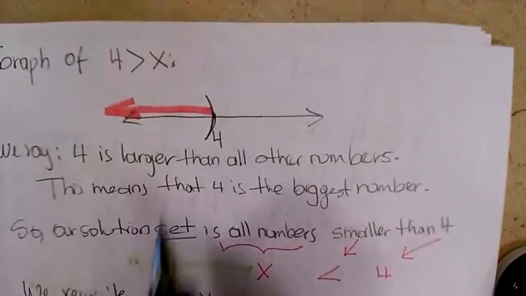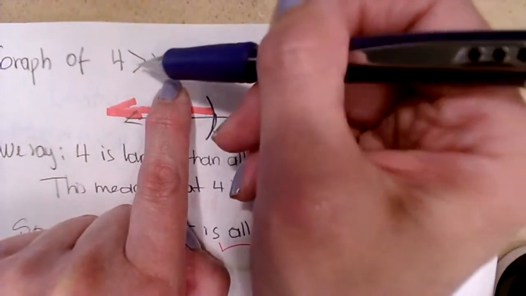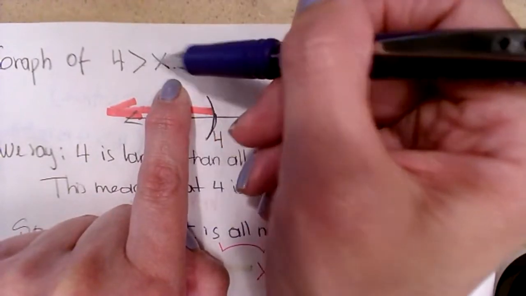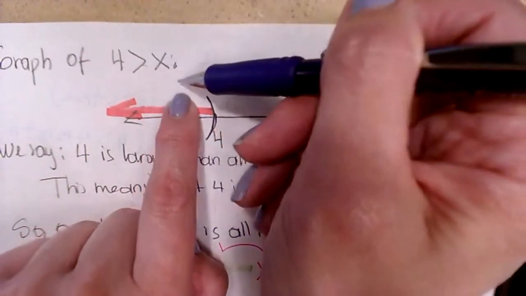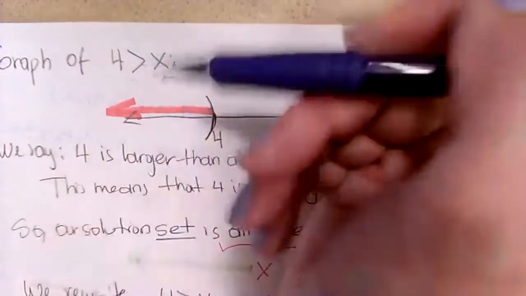Another way to see it is I just look through this x less than 4. So all of the numbers that are less than 4, looking from this side, not from here, from this way.